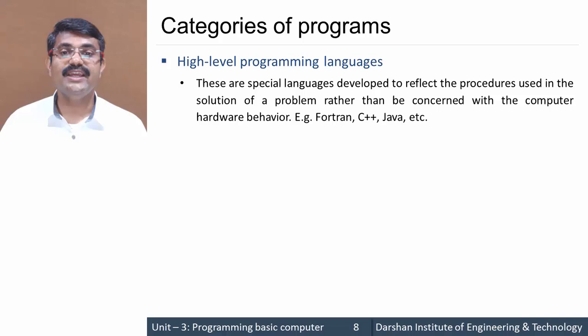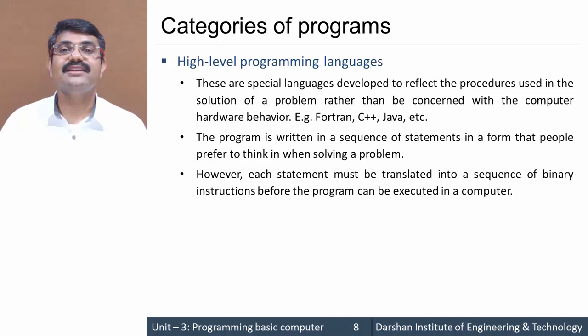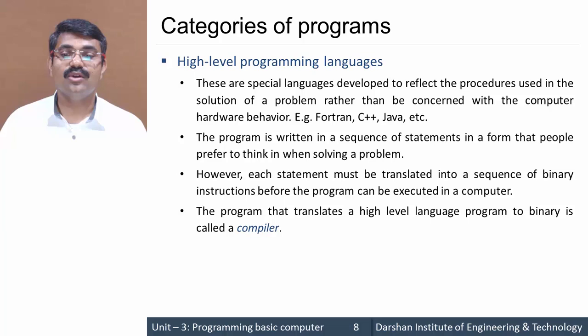So again, the question arises that if we are writing it in this form, then it needs to be translated to binary form. Yes, and this process is performed by compiler programs. So what is the job of a compiler? A compiler will translate high-level language to binary language. The language given as input to the compiler is high-level language, and what we get as output is always a low-level language. And low-level language is nothing but binary language.